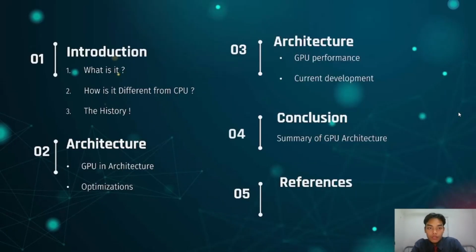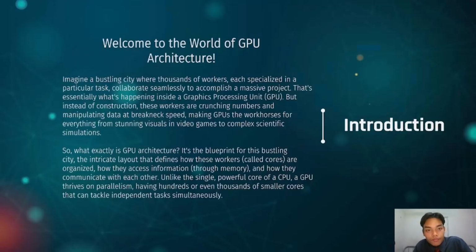So here is the table of contents regarding the topic that we're going to talk about in this presentation. The first one is introduction: what is it, how is it different from CPU, and the history. The second one is architecture: GPU architecture and optimization. Next is GPU performance and current development. And the last one is the conclusion, the summary of GPU architecture.